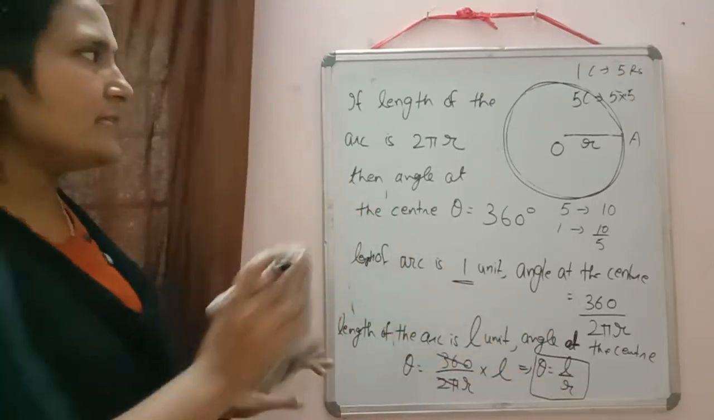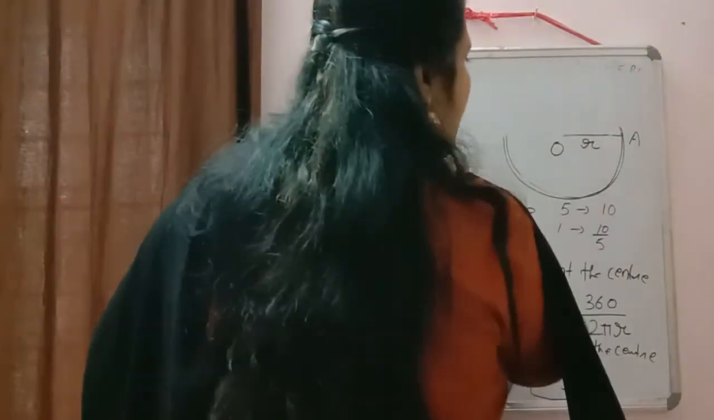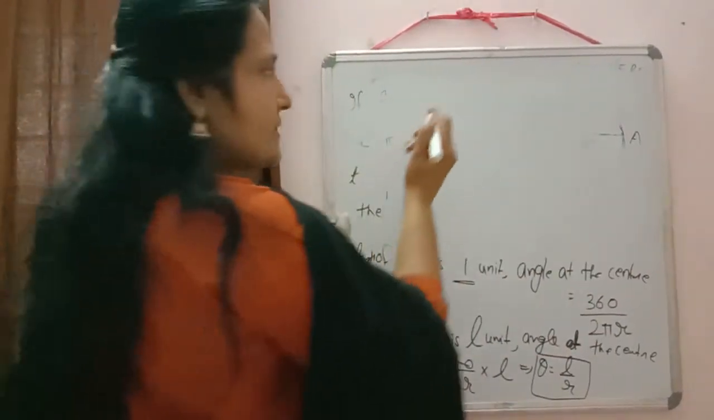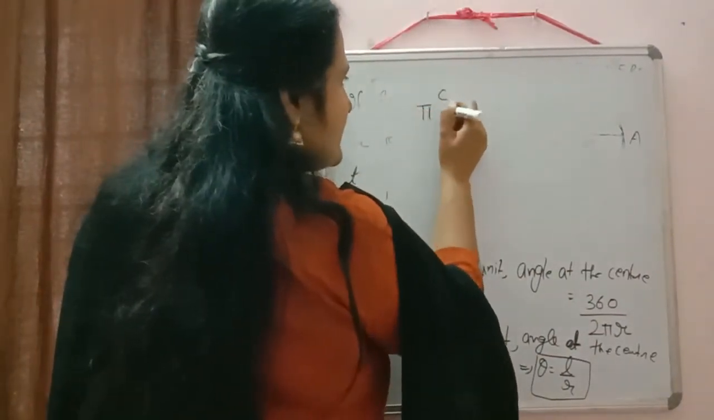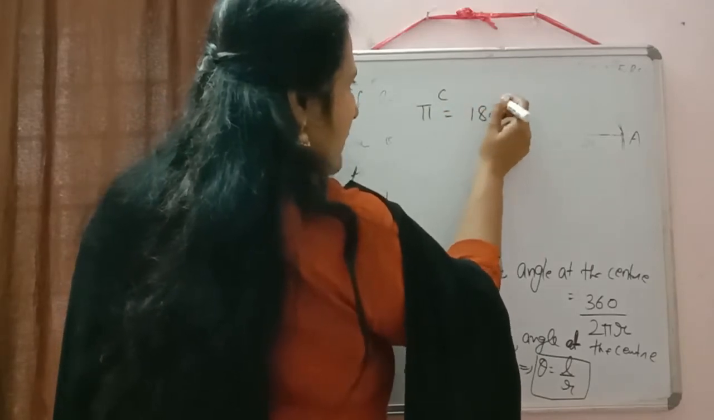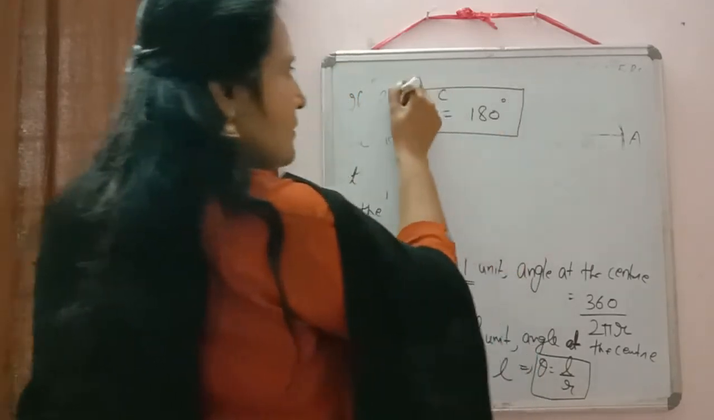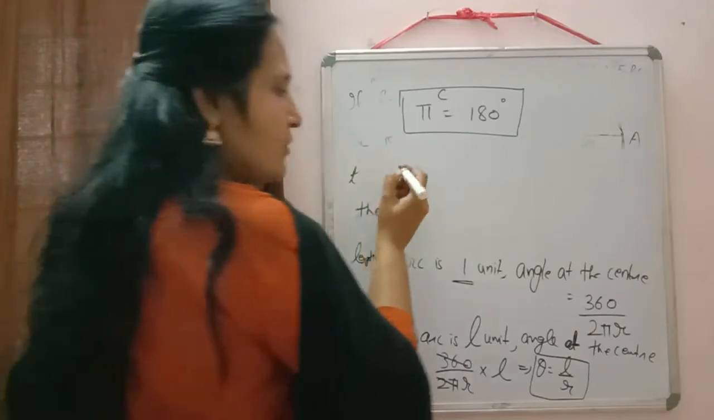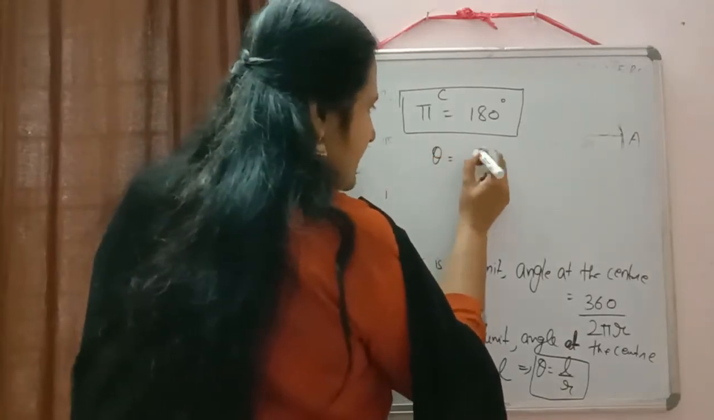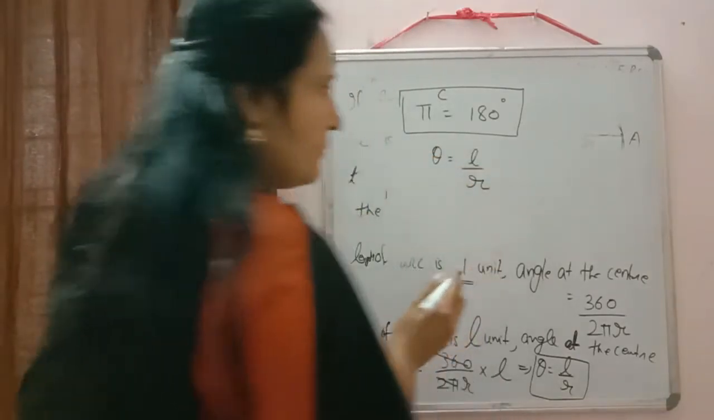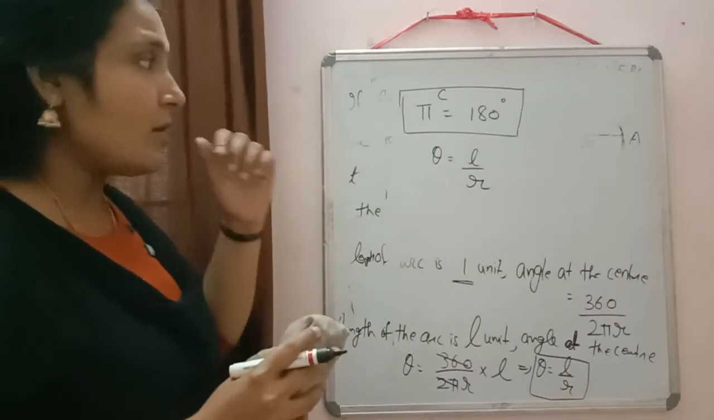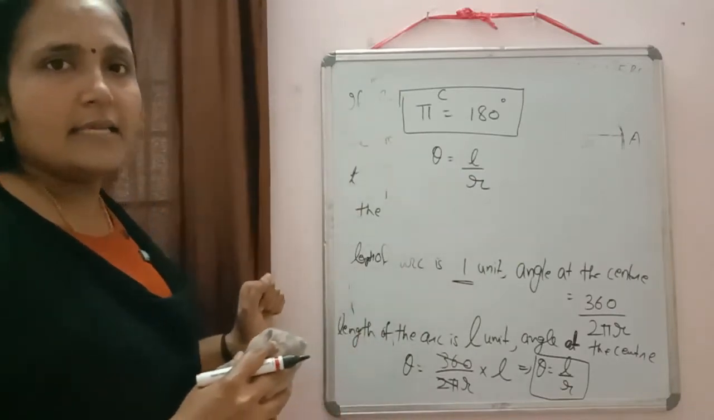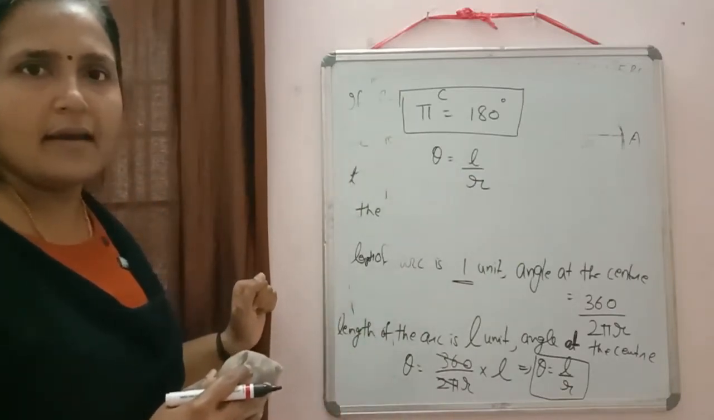So two things we studied today. What are the two things we studied? First we studied pi radian is equal to 180 degree. And one more thing we studied, that is theta is equal to L by R. So we'll solve some questions based on these two formulas. Clear?